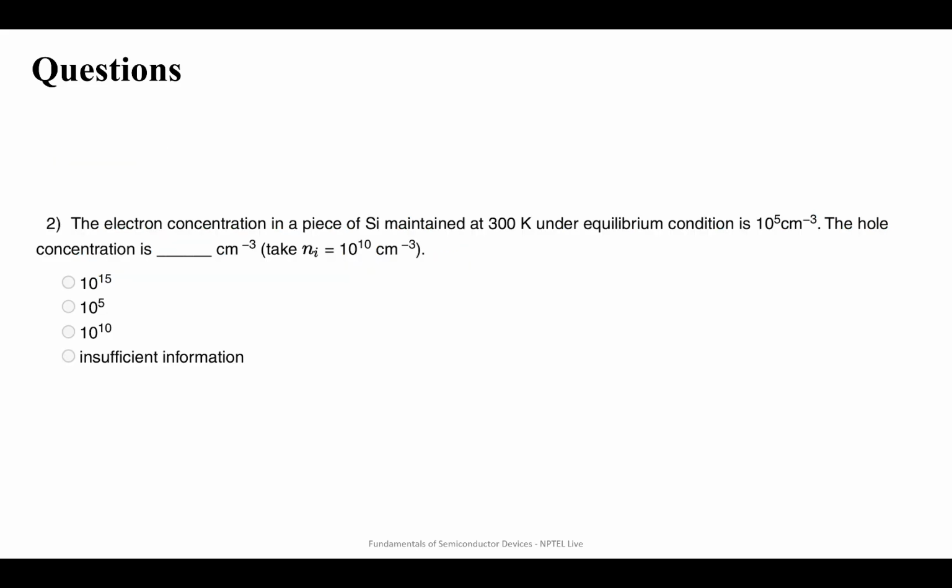The electron concentration in a piece of silicon maintained at 300 Kelvin under equilibrium condition is 10 to the 5 per centimeter cube. The hole concentration is 10 to the 15 per centimeter cube, 10 to the 5 per centimeter cube, 10 to the 10 per centimeter cube, or there is not sufficient information. Take ni equals 10 to the 10 per centimeter cube.